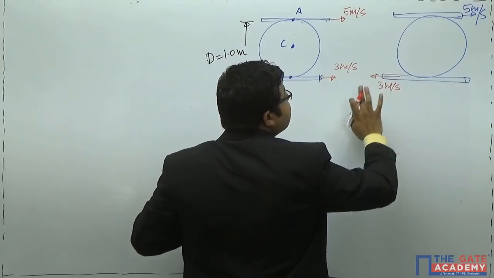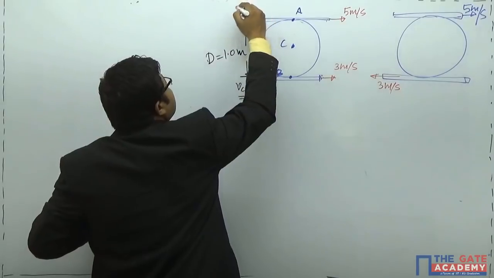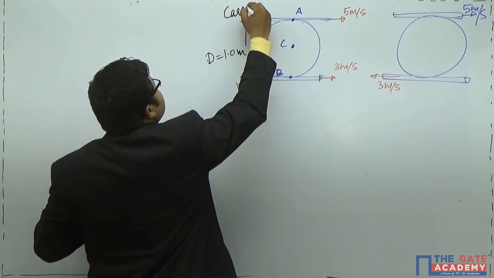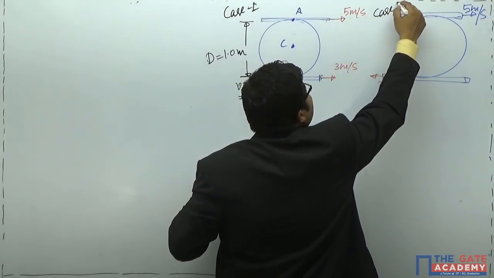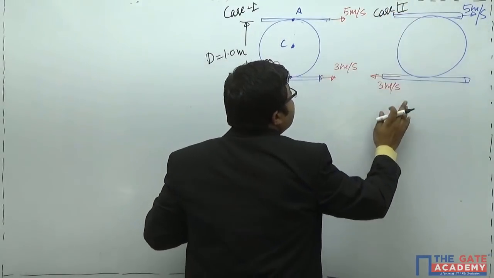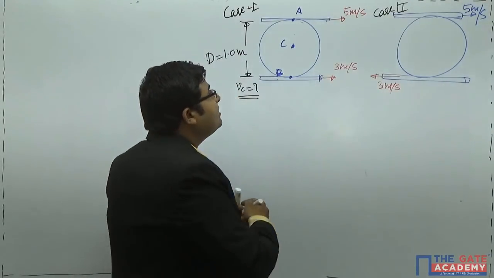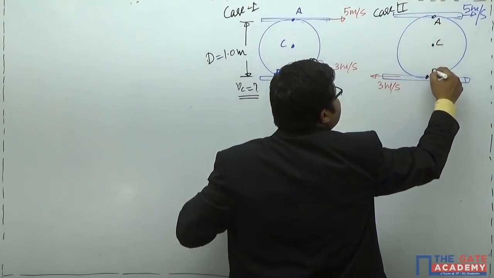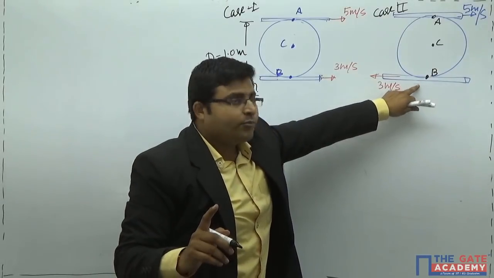Motion of this belt is in backward direction, 3 meter per second. Same case, this is the case 1, and this is the same case but slightly different. This is case 2. The difference is only with respect to velocity at point B. This is A, this is C, and this is B. The only difference is with respect to velocity at point B.